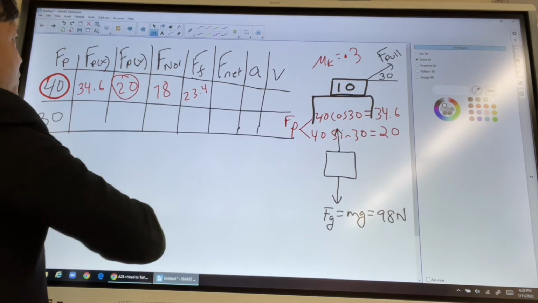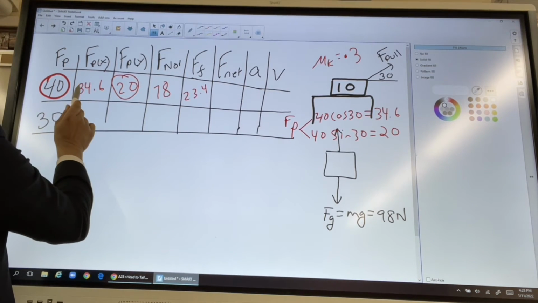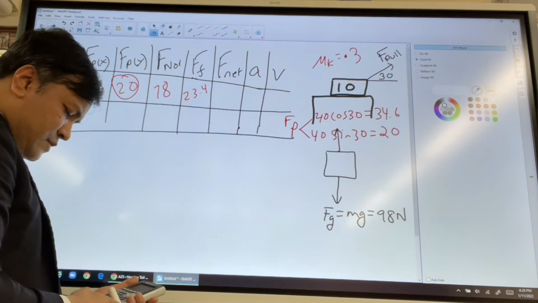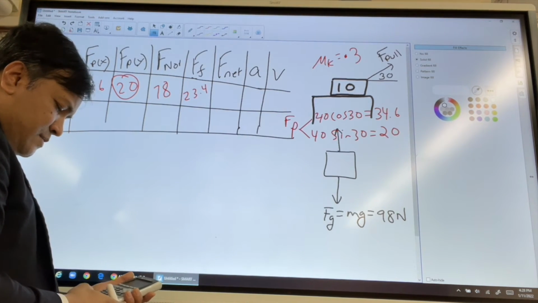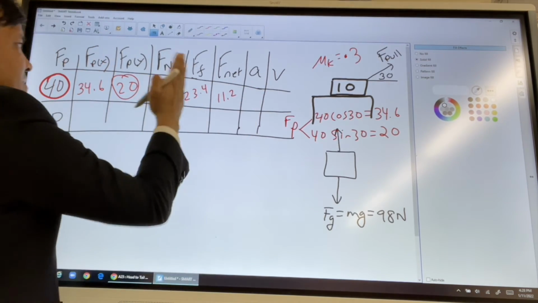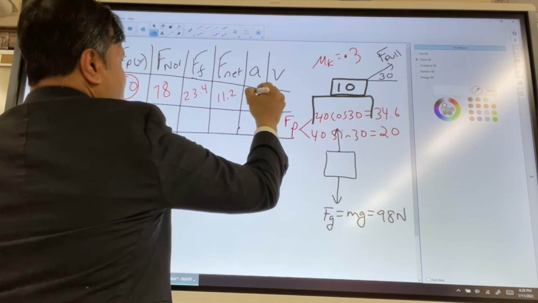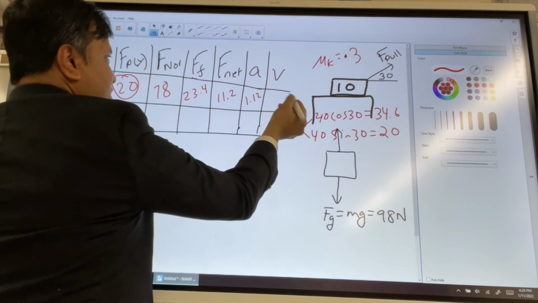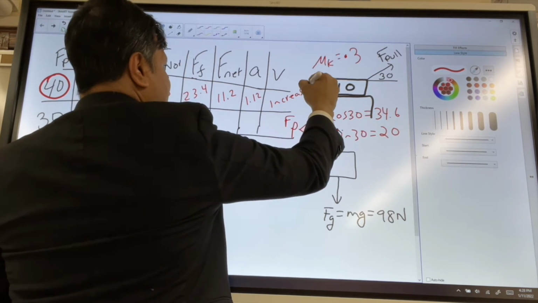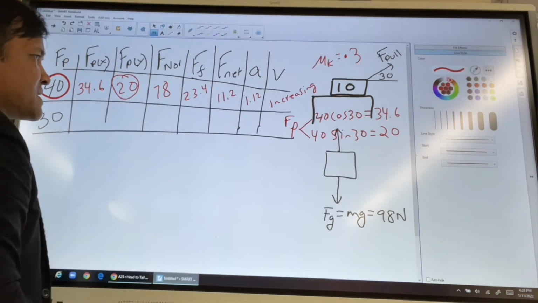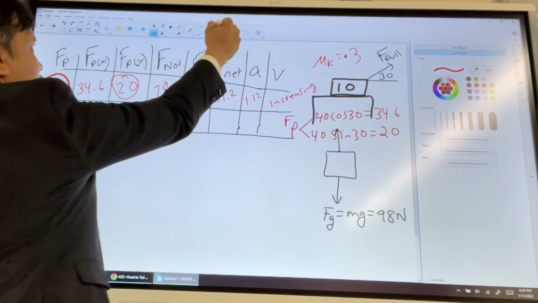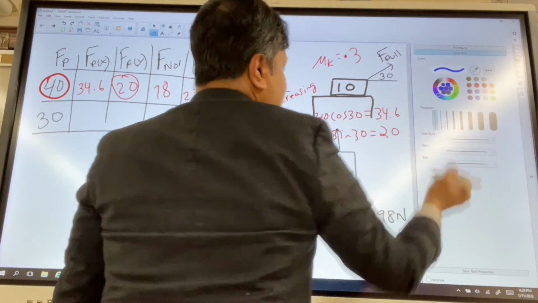Alright, so now net force is 34.6 minus 23.4, and that would be 11.2. Divided by 10, that would be 1.12 acceleration, and the velocity would be increasing. Alright, if there is an acceleration, velocity must be increasing. Now we're going to do it for 30 Newton. Let's change the color and do it for 30 Newton.